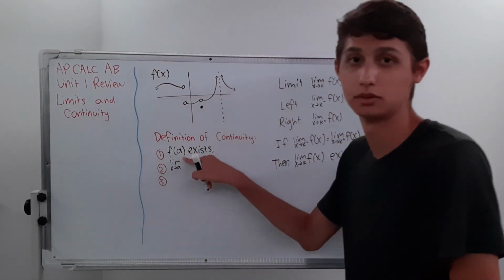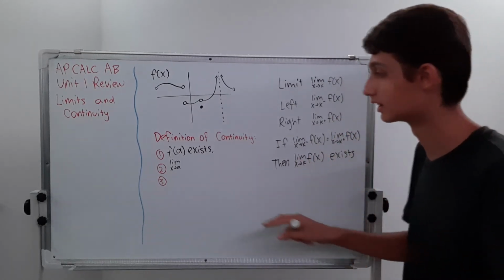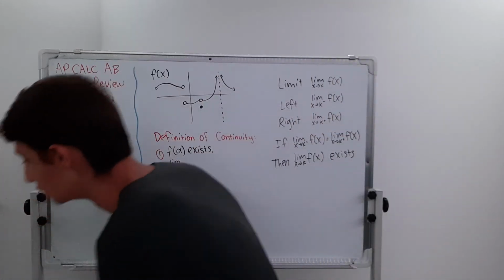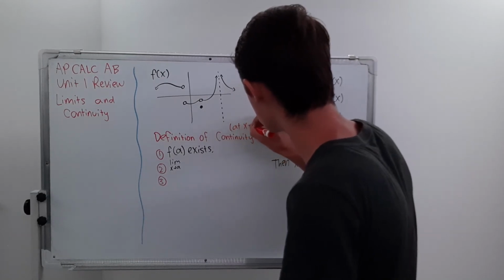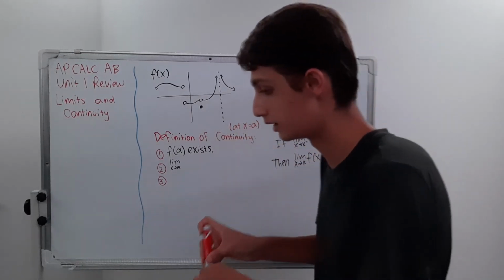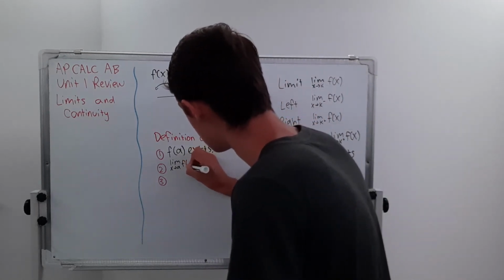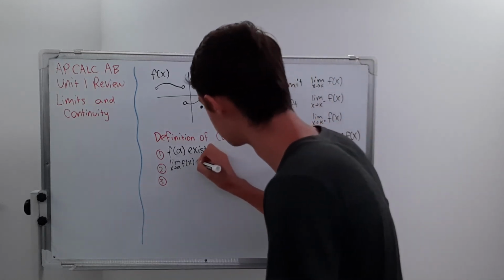So remember, because I was using a here, I was just using k as some arbitrary, non-related thing. We're talking about a here. So continuity, I can say that this is continuity at x equals a, just so we're clear on that. So the limit as x approaches a of f of x actually exists.